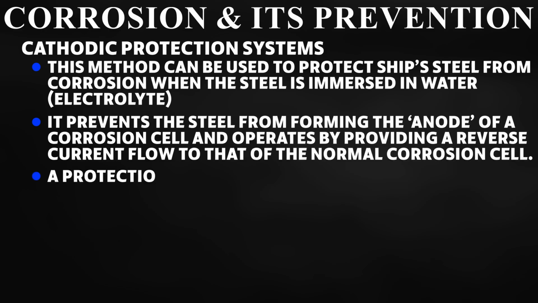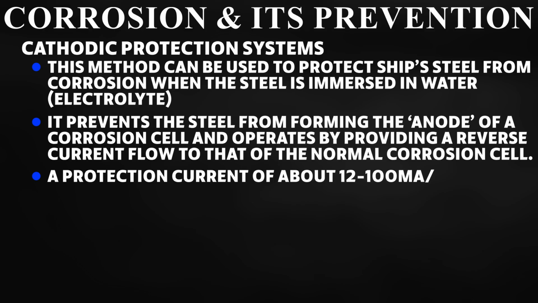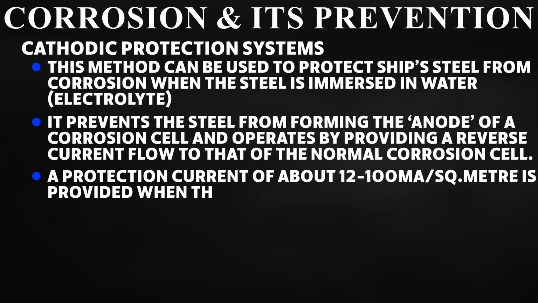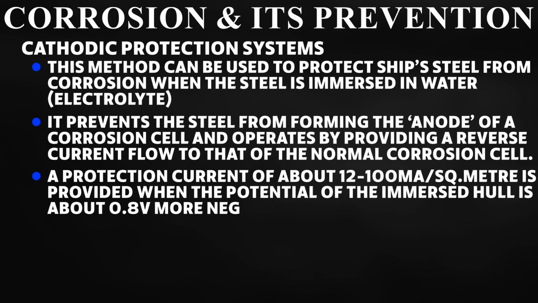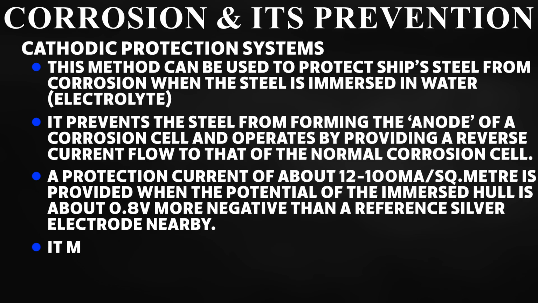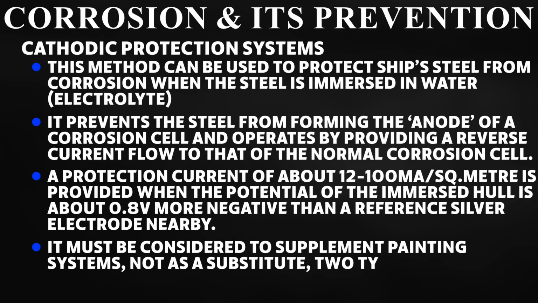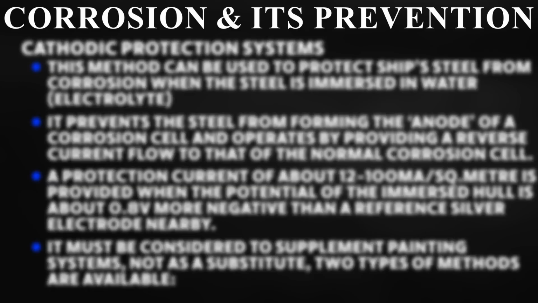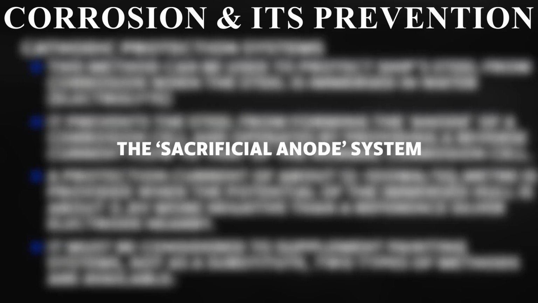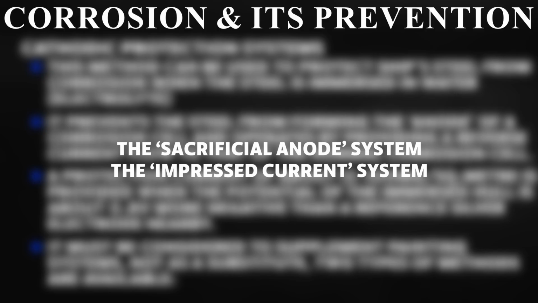A protection current of about 12 to 100 mA/sq meter is provided when the potential of the immersed hull is about 0.8 volt more negative than a reference silver electrode nearby. It must be considered to supplement painting systems, not as a substitute. Two types of methods are available: the sacrificial anode system and the impressed current system.